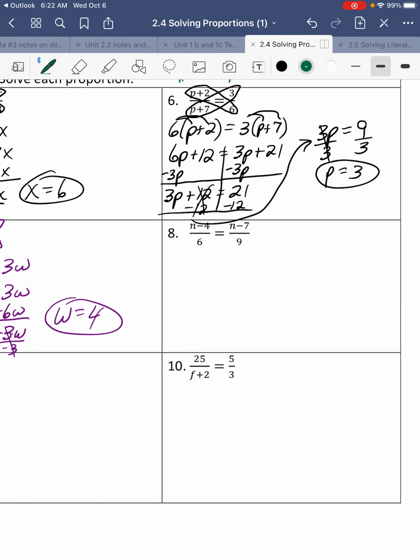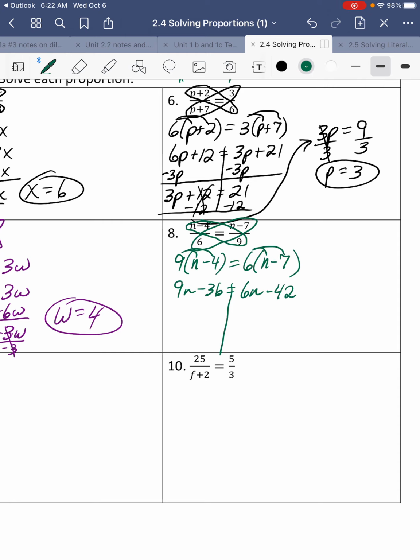Number 8. N minus 4 times 9. 6 times n plus 7. Or n minus 7, sorry. N minus 7. Do some distributing. 9 times n is 9n. 9 times a negative 4 is negative 36, so I write minus 36. 6 times n is 6n. 6 times a negative 7 is a negative 42, so I write minus 42.